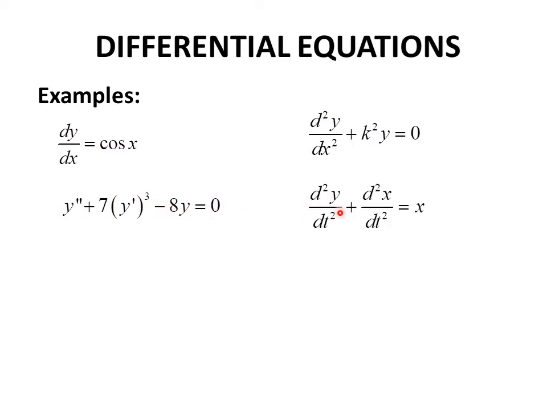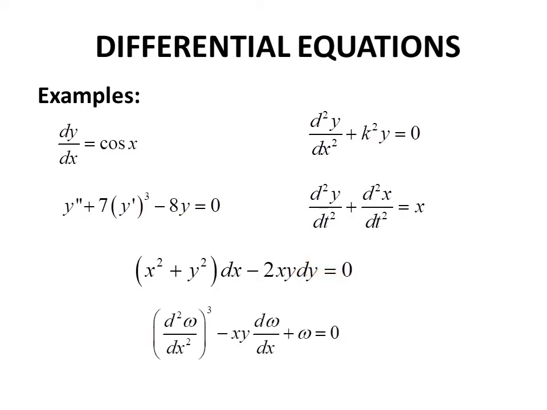Next, we have d squared y over dt squared. So this is the second derivative of y with respect to t, plus d squared x over dt squared. So this is the second derivative of x with respect to t, that is equal to x. Next, we have x squared plus y squared, quantity times dx. So this is the derivative of x, minus 2xy dy, derivative of y, is equal to 0.